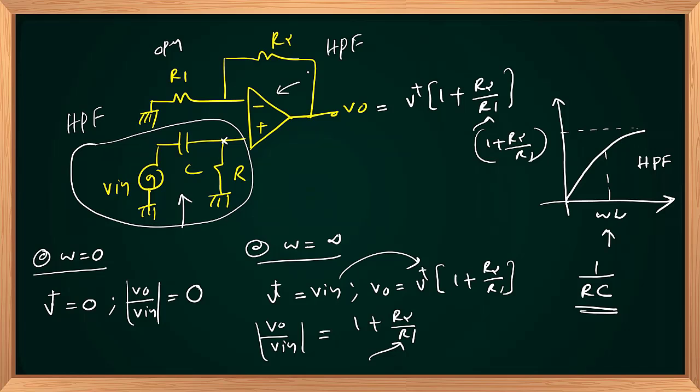The op-amp we are taking as ideal, and you can vary the R and C positions. If you are interchanging the positions of R and C in the circuit, it acts as a low pass filter with the upper cutoff frequency omega H equal to 1 over RC, as in the case of passive filters. The only difference is you can vary the gain beyond 1 by fixing R1 and R2.